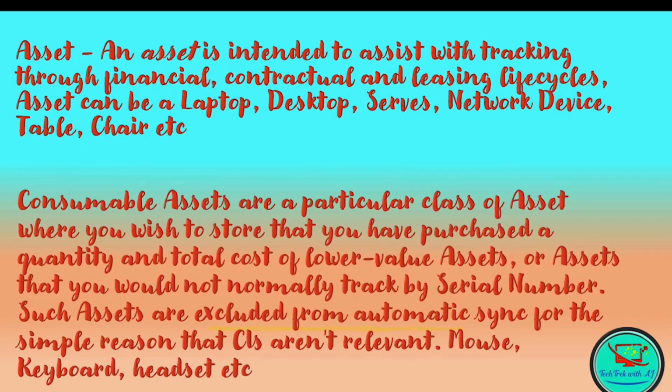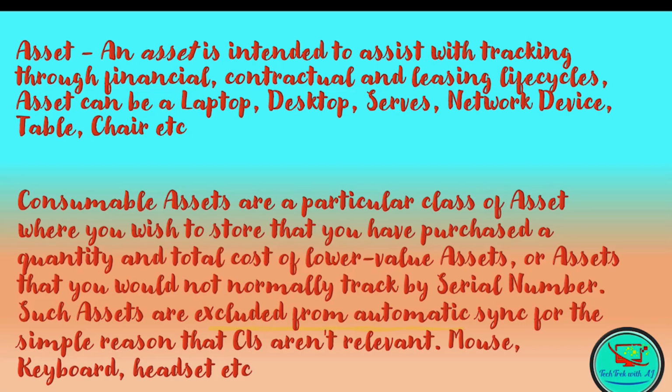Then let's talk about consumable assets. What are consumable assets, right? Consumable assets are a particular class of assets where you wish to store that you have purchased a quantity and the total cost of lower value assets, or assets that you would not normally track by serial number. Such assets are excluded from the automatic sync for the simple reason that CI are not relevant. Examples of consumable assets are mouse, keyboard, headset, etc.